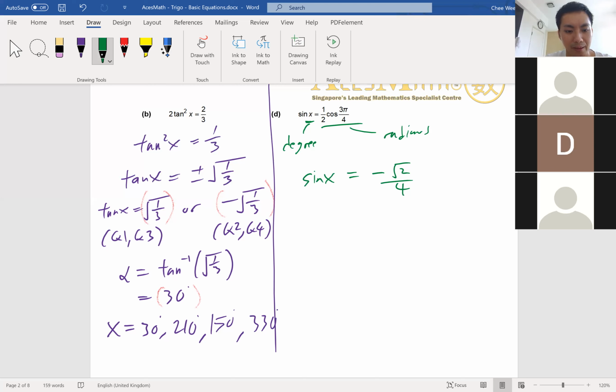Once you evaluate half cosine 3 pi over 4 in radian mode, you will then convert back into degrees to solve for x effectively. So the whole purpose of converting to radian is just for the sake of evaluating this only, the negative square root 2 over 4, which I will teach you how to evaluate without a calculator later on also. So from here, you are supposed to say, okay David, which quadrants could x be in now?